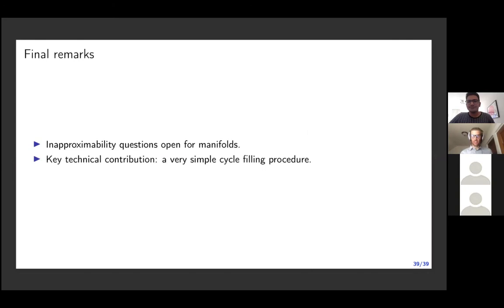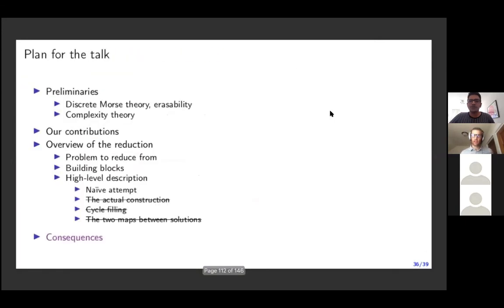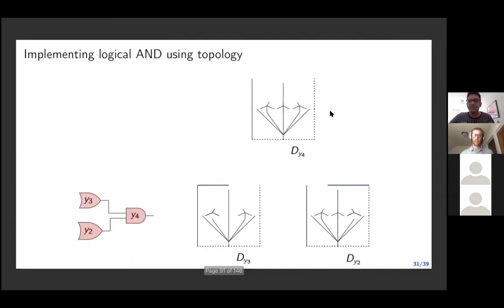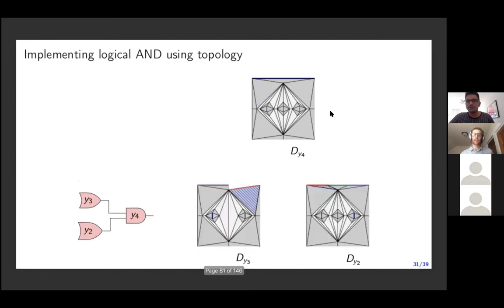All right, so our first question is from Henry Luo, and he asks, does the order of collapsing matter if there is no symmetry in the circuit topology? The order of collapsing does not really matter, but we choose a particular canonical order because it's just easier to argue that way. So it doesn't matter how you collapse.